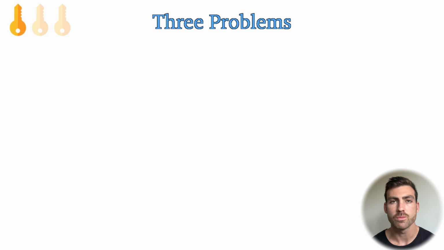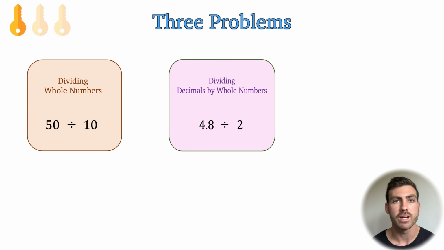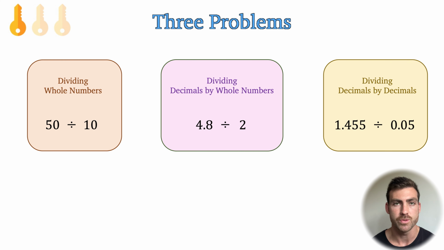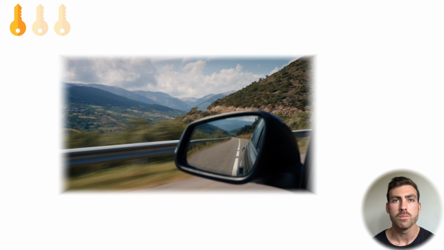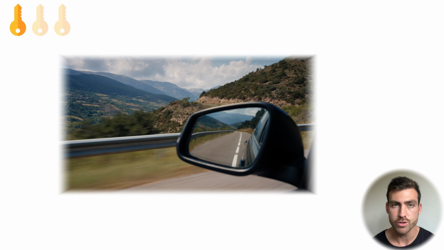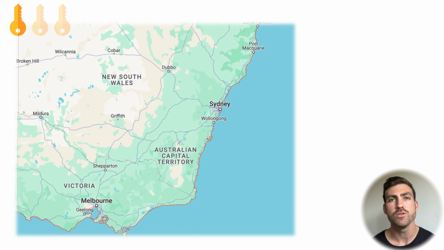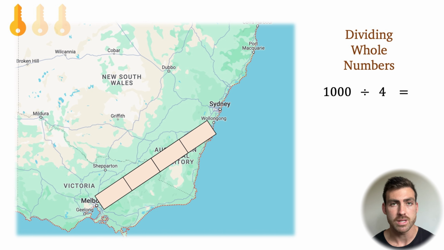You could be faced with 3 different problems: dividing whole numbers, dividing decimals by whole numbers, and dividing decimals by decimals. All 3 can be perfectly illustrated by the scenario of going on a road trip with family or friends. Imagine if you needed to travel 1,000 kilometers on a big road trip, and you ended up breaking the trip into 4 equal segments. This is dividing whole numbers.